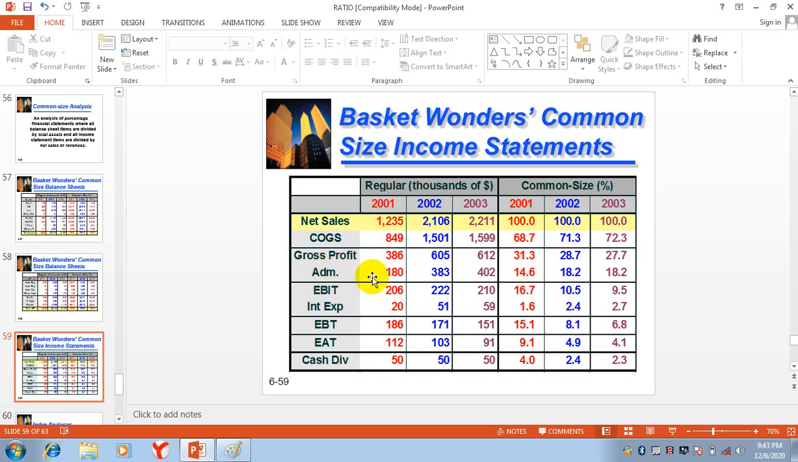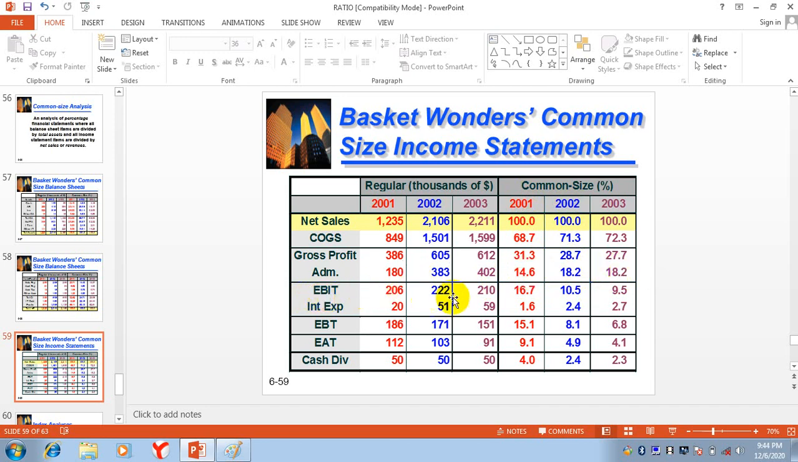Selling, general and admin expenses. So see, 14.6 goes up to 18.2, 18.2. We identified this point in the ratio analysis, and here it is now clear. It was 14% in 2001. In 2002, selling, general and admin expenses go to 18.2 and 18.2. So administrative expenses are also going up, which is not a good sign.